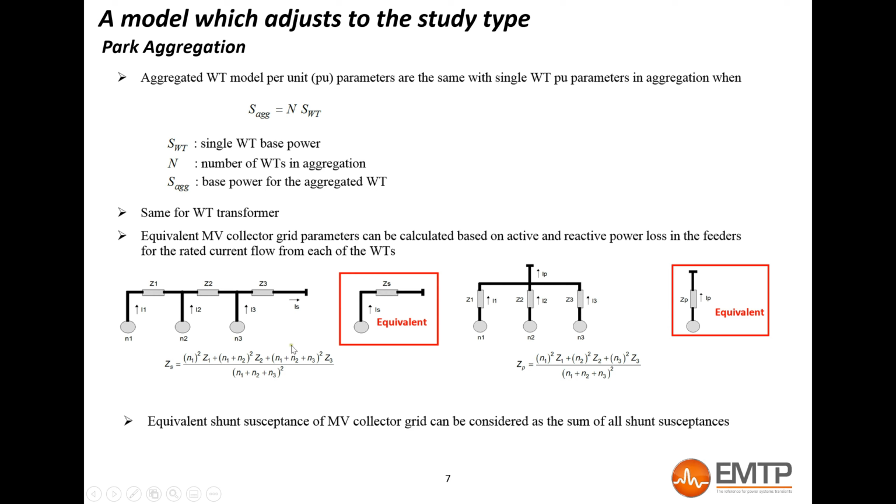And then if you have several feeders in parallel, first you will do the equivalent like this for each feeder, and then an equivalent for the different feeders. So it's the same concept. Based on the power through each feeder, you will create an equivalent impedance. So the only thing you need to know to do that is the impedance of each cable or line and the power going through.